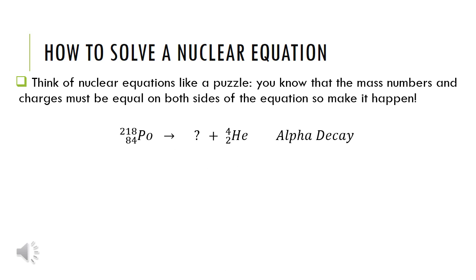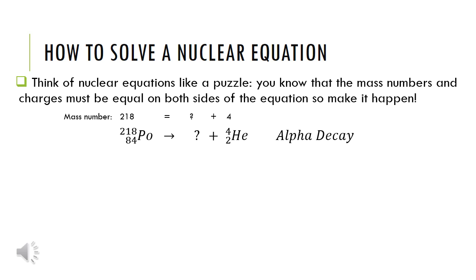So here we have Po, which is polonium, and we know that we have alpha decay, which is an He nucleus, or a helium nucleus. So then the question mark is, well, what element is this going to decay into? Okay, so let's start with the mass number. Let's just fill it in like it's a puzzle.